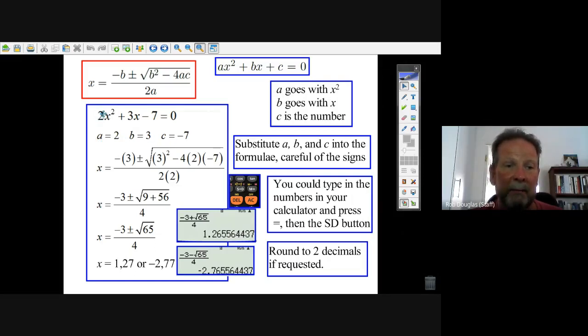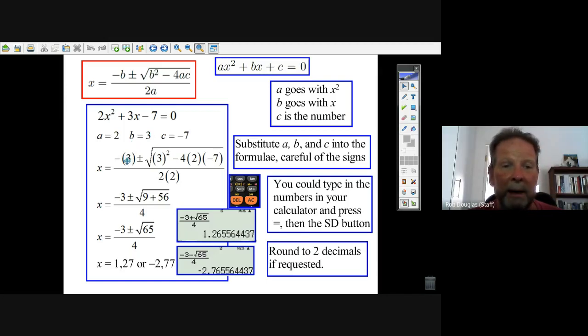Well, a is the number in front of x squared, so a is 2. B is the number in front of x, so b is 3. And c is the constant added on. It's not just 7, it's minus 7. Now, all you do to use the quadratic formula is wherever you see a letter, put a bracket, and then put that number in there, just substitute it in.